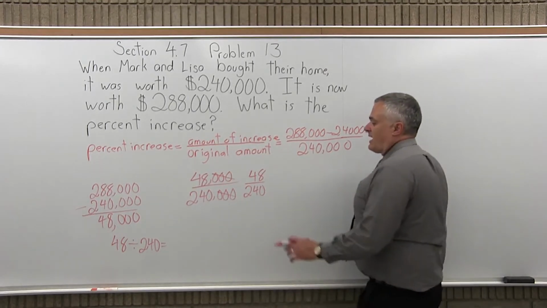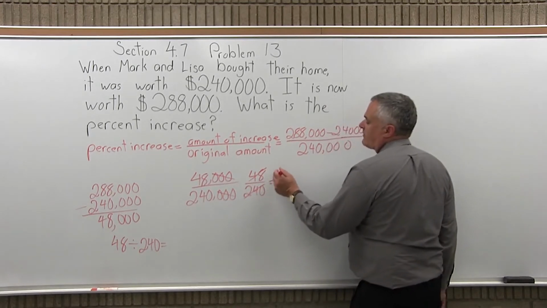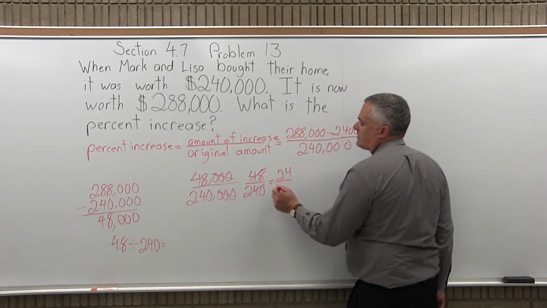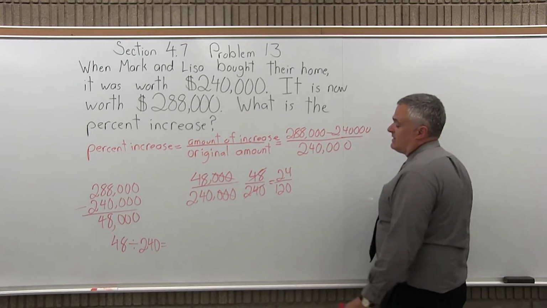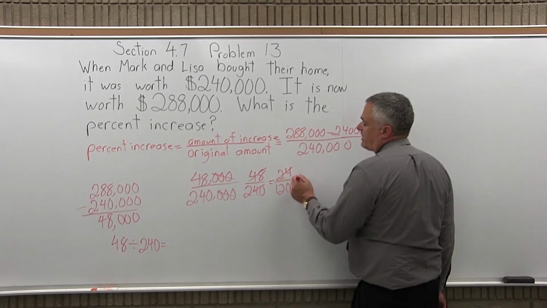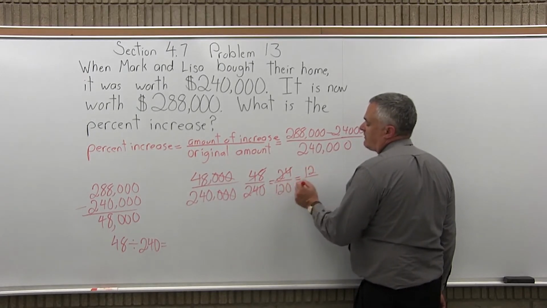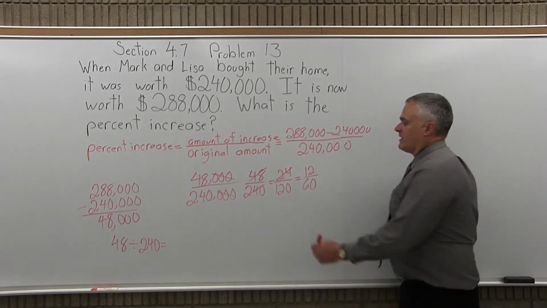And if I did that, I would try and reduce this a little bit more. They're both even. So let's cut them both in half. Half of 48 is 24. Half of 240 is 120. They're still even. So I can at least cut them in half again. And I know I could probably do better, but half of 24 is 12. Half of 120 is 60. They're still both even. I could cut them in half again.